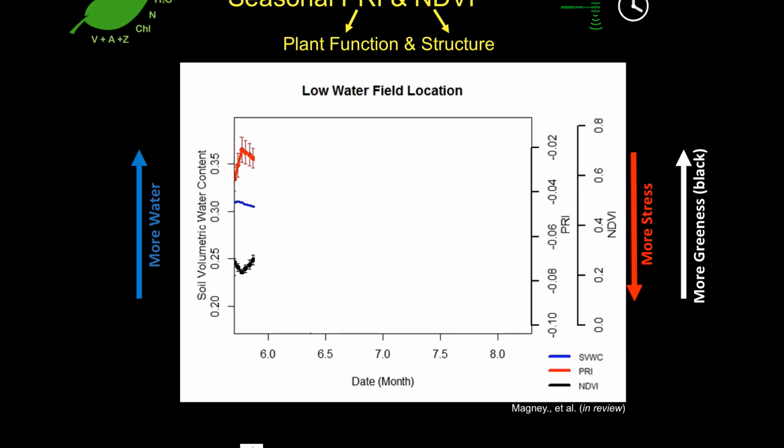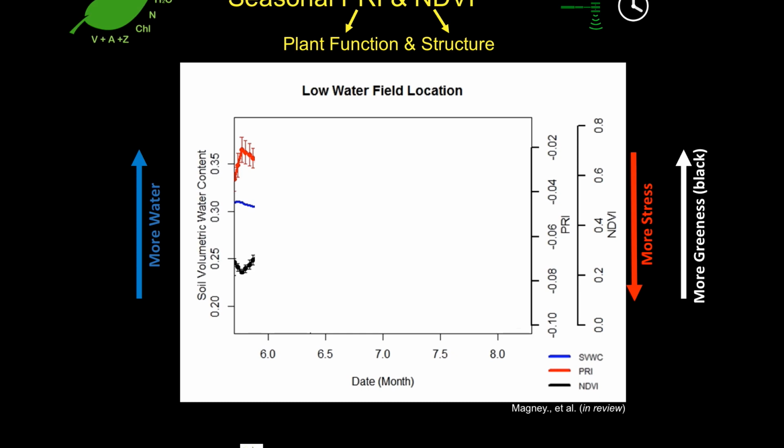So now let's take a look at the seasonal PRI and NDVI signal. Again, remembering our PRI is, in this context, used to look at plant function, and NDVI is plant structure. So on our y-axis, we have soil volumetric water content represented by blue. We have the PRI signal represented by red, our stress signal, and the black line here to represent NDVI as we progress throughout the season.